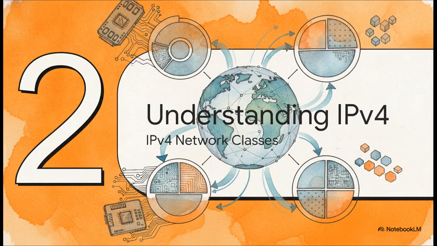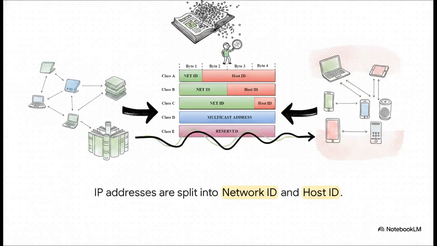Moving right along to Section 2, understanding IPv4 classes. Okay, imagine looking for a single word in a dictionary that has a billion words in it, but absolutely zero alphabetical order. It would take an eternity, right? To fix this, IP addresses are organized numerically into distinct classes. Every single IP address is split into 2 parts: a network ID, which represents the network itself, and a host ID, which represents the specific device on that network. The class of the IP dictates exactly where that split happens across the 4 bytes.